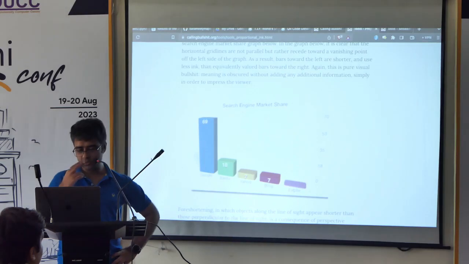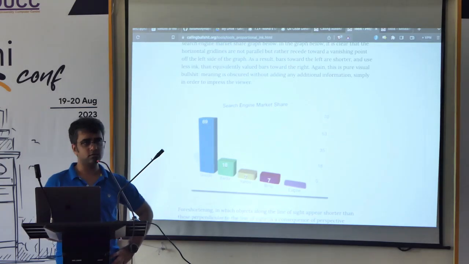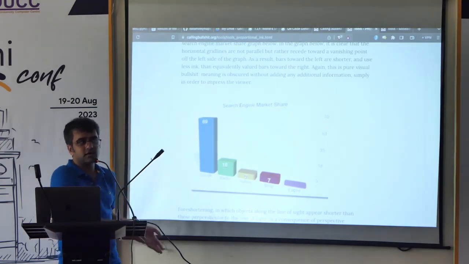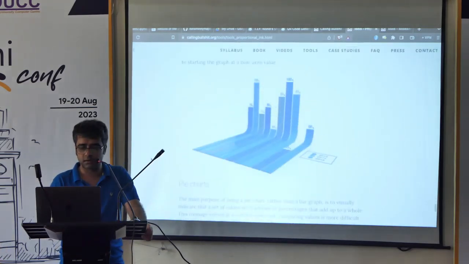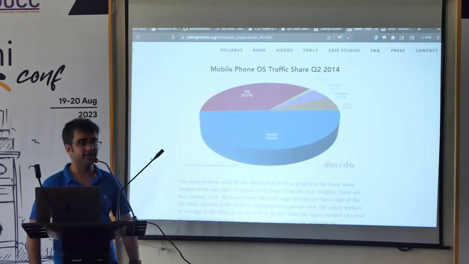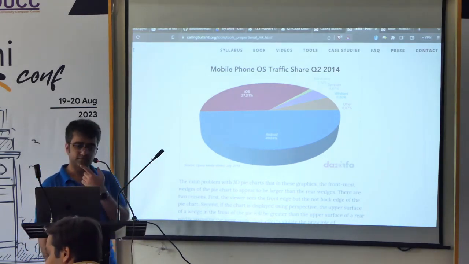Right? Now you see the Google bar, because of the 3D effect, it looks disproportionately larger. It may be large, no doubt, but it looks larger than it actually is in comparison to mine. Right? And there it is, finally a 3D bar chart. Android market share is 49.64%.